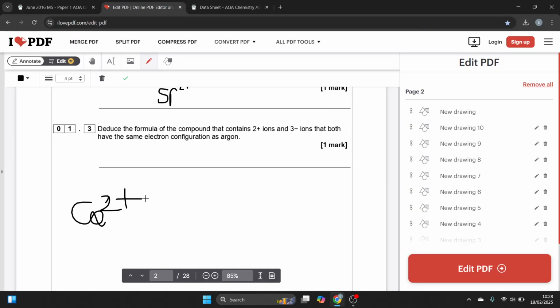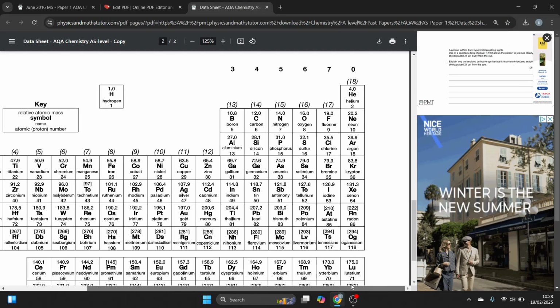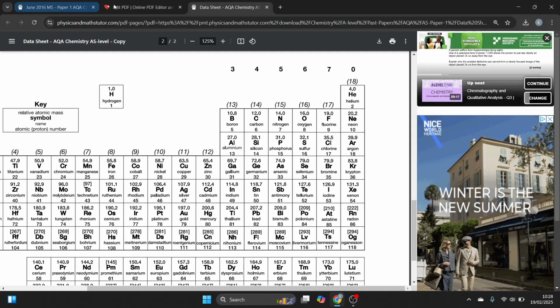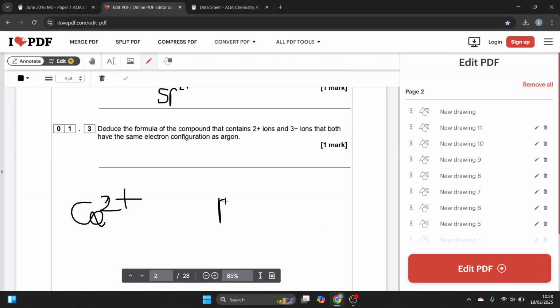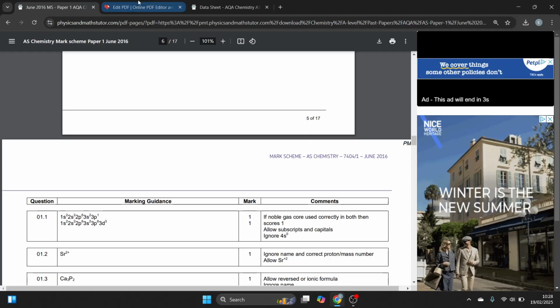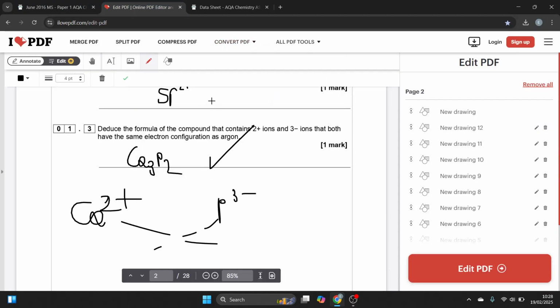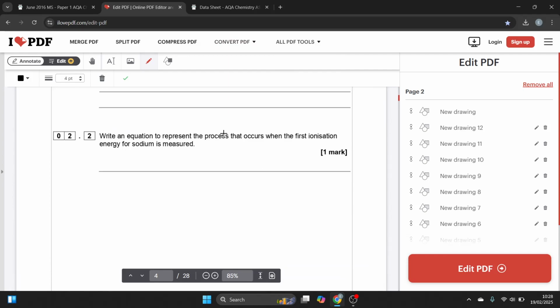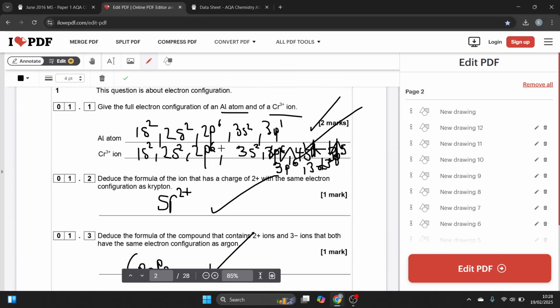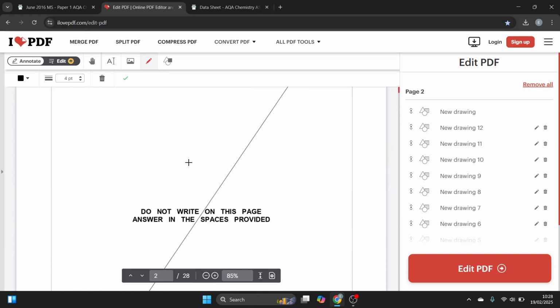yeah. 3 minus, argon's 18, so it's going to be phosphorus, the P3-. And then what happens is you just swap them around, so then it becomes Ca3P2. So not a bad question, just testing how well you know electron configurations and deducing formulas.